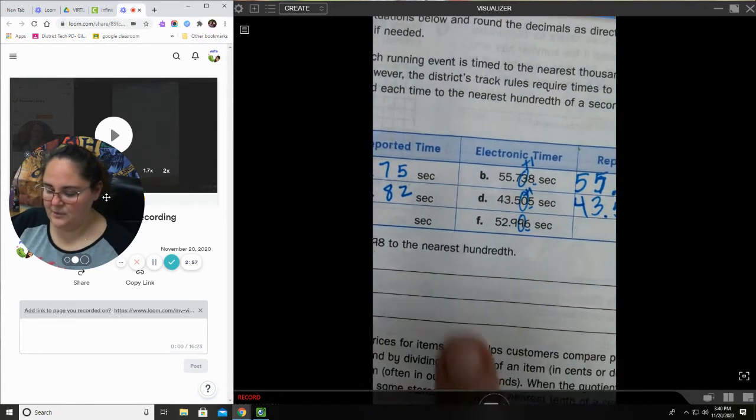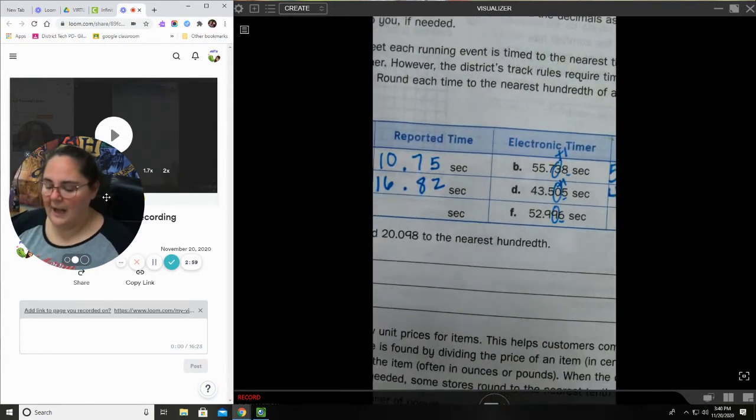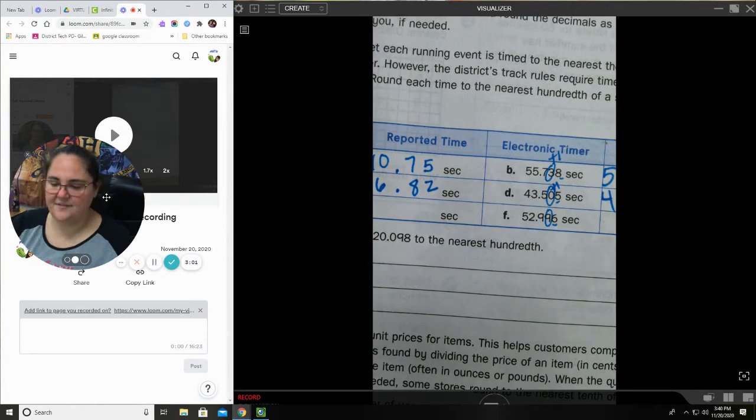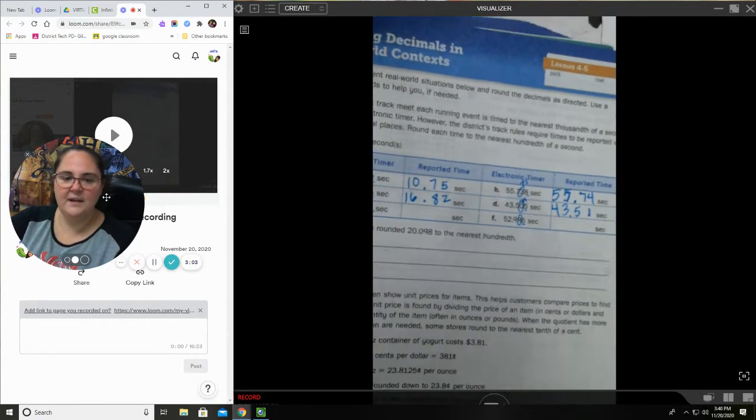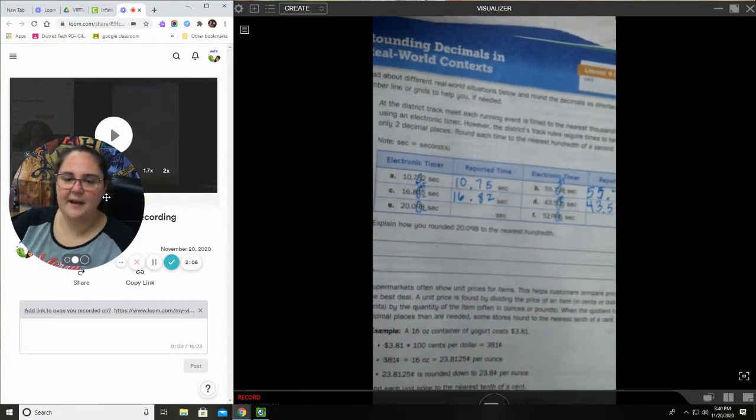I want you to try to do the rest of this problem on your own. I want you to try to do E and F. So pause the video now, work on E and F. When you're done, come back and unpause.